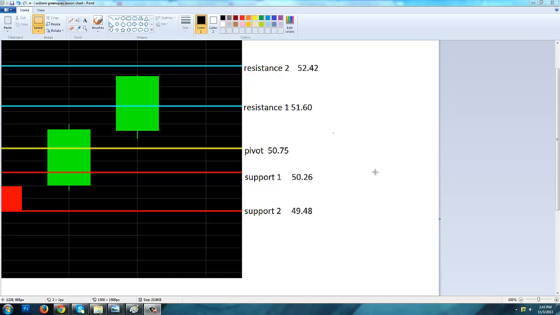I just give you an example here. This is like Facebook. It's just an example. Now we look at this day here, which is the first green candlestick, in order to trade the next day. For example, today is Monday and tomorrow is Tuesday. When the day finishes, for example Monday, the market closes, and you make your setup for the next day. This is the pivot.